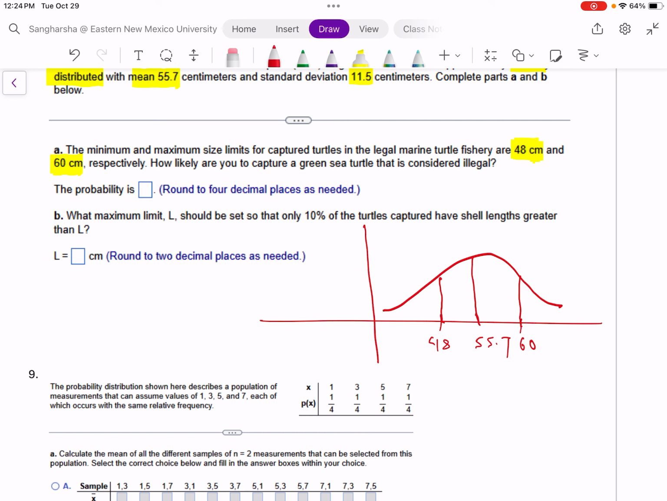Is that legal or illegal? Capturing the turtle of the size between 48 and 60. Is that legal or illegal? Legal. But we want to find the probability that you capture an illegal one. So illegal means the region on the left of 48 and the region on the right of 60. So our target is finding the area of these two regions.